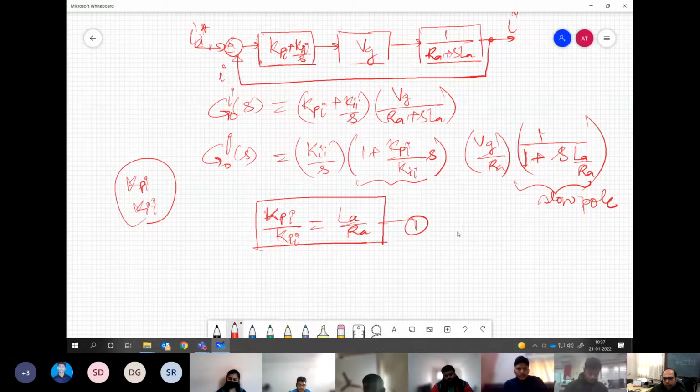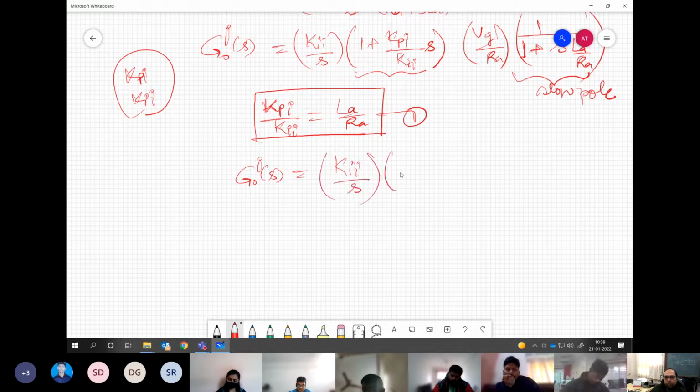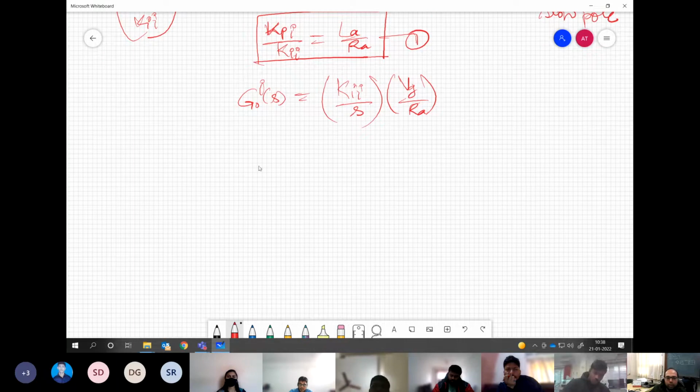Now, if we maintain that, it is reduced to this. This is the open loop transfer function now, effectively. And if we take unity feedback and write the closed loop transfer function of this, what will it become?